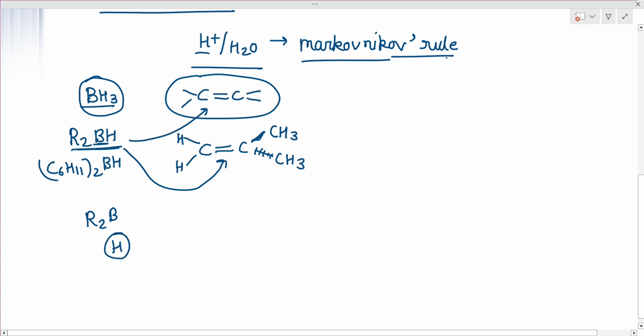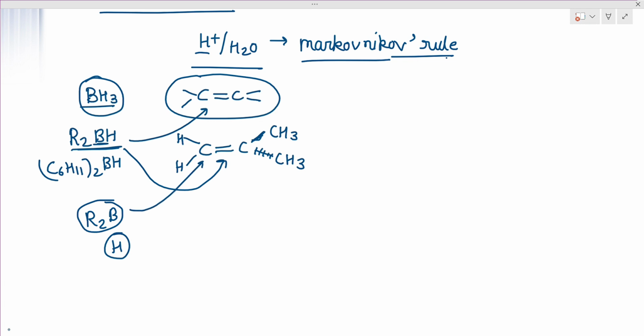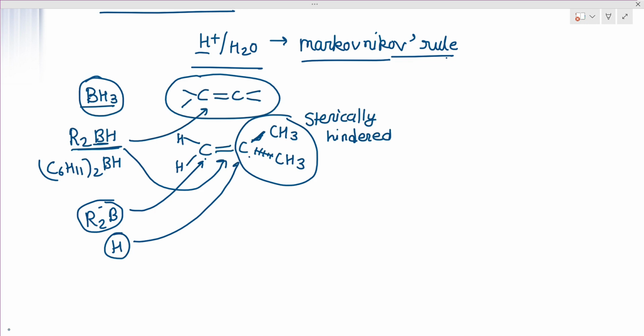So where will the hydrogen be added? See here, this R2B group is very large, so it will prefer the less hindered side. It means it will go on this side. This side is sterically hindered, so it is not preferred that the R2B group will go on this side. This will go at this side and this hydrogen will go at this side. So as a result, you are getting a product like this. Here you will add hydrogen, here you will add the R2B group.